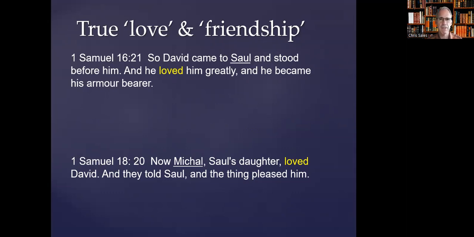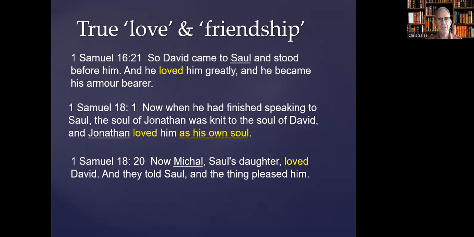They both loved David, but neither of those relationships last. And when it really came to it, to some strife and some difficulty, that love soon turned to hate. But what about Jonathan? That's the one we're looking at today. What kind of love did he have? It says that Jonathan loved him, and he loved him as his own soul.